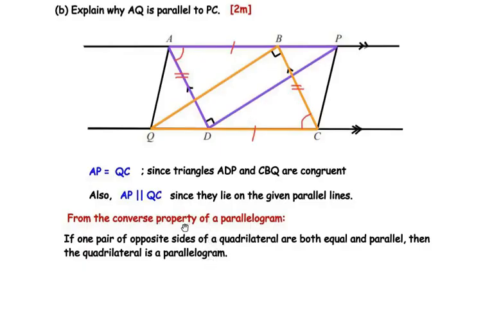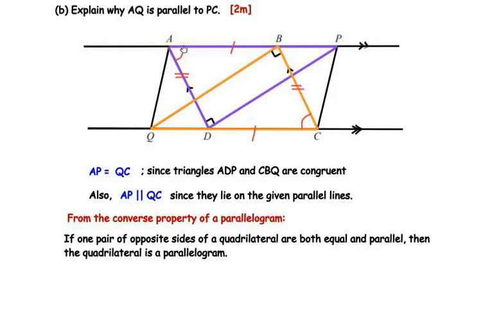From the converse property of a parallelogram, if one pair of opposite sides of a quadrilateral... because we do not know if APCQ is a parallelogram or not, if we are able to prove it is a parallelogram, then we can say that AQ is parallel to PC. So here we are trying to prove that APCQ is a parallelogram. For that, the condition is the opposite sides of the quadrilateral should be equal and they should be parallel. If they are both equal and parallel, then the quadrilateral is going to be a parallelogram.